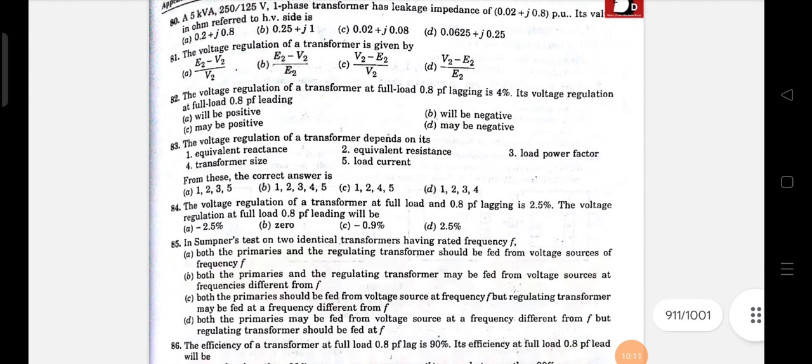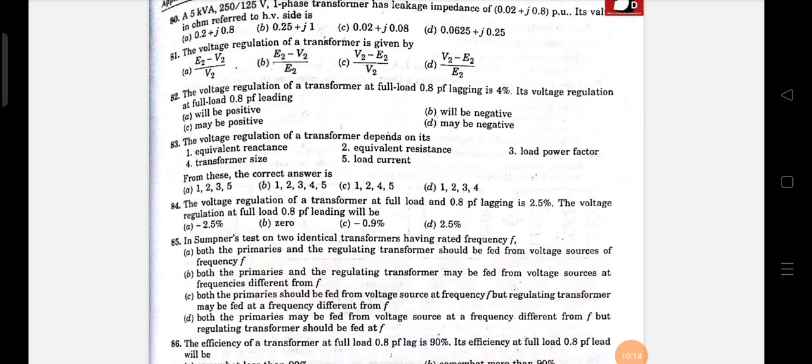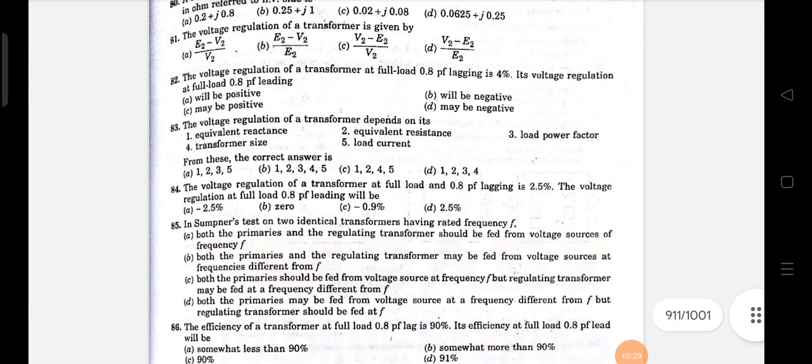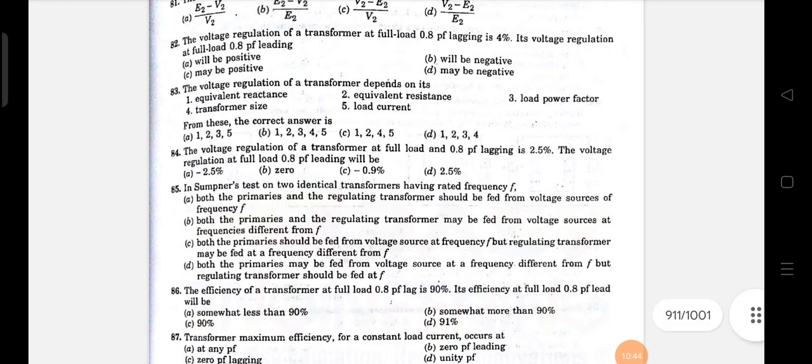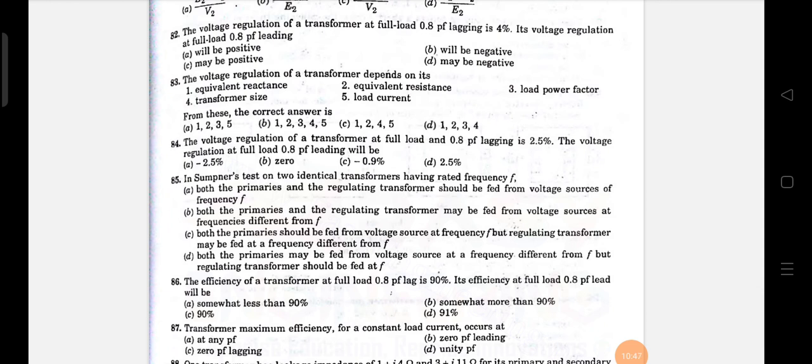Next, 83rd question. The voltage regulation of a transformer depends on its, voltage regulation always depends upon, we already saw the formula. Voltage regulation is equal to percentage R cos phi plus percentage X sin phi. That means resistance, reactance and load power factor, as well as load current. That means 1, 2, 3, but it doesn't depend upon transformer size. That means 1, 2, 3, 5 are correct. That means the 83rd answer will be A.